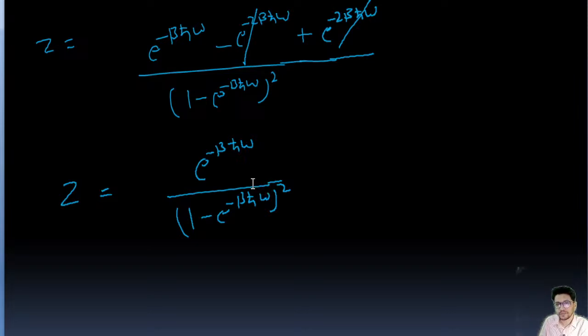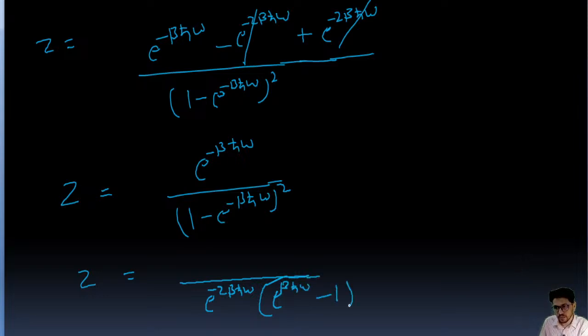whole square, right? So now what we are going to do, we'll take e to the power minus 2 beta h cut omega common because it is in square, right? So it is 2, and this is going to be e to the power beta h cut omega minus 1, okay, and this is upon e to the power minus beta h cut omega, this is the one, right?